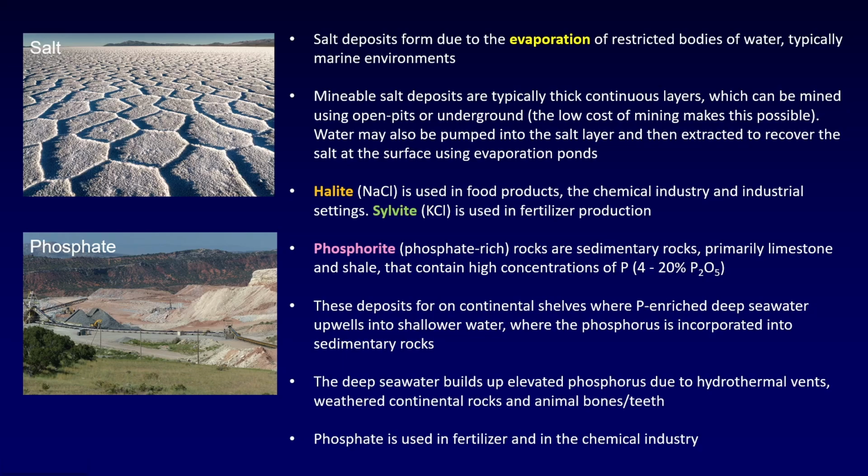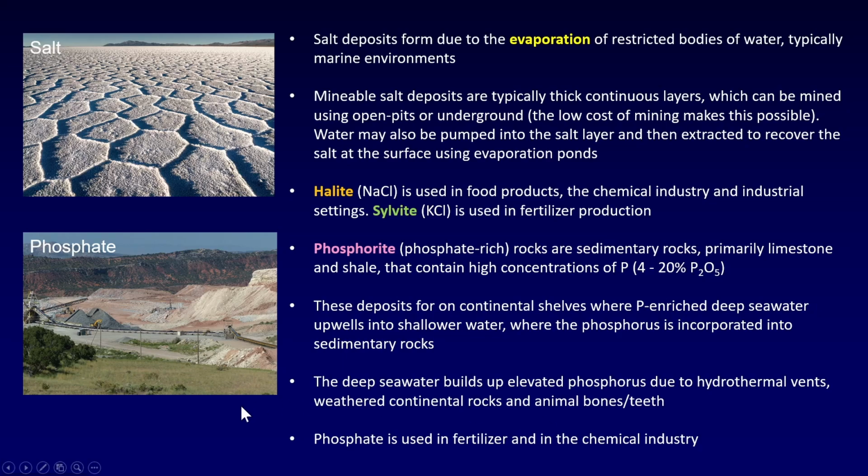The final industrial mineral we're going to be looking at is phosphate. So phosphate is found in a class of rock which are referred to as phosphorite rocks, and these are simply a type of phosphate-rich sedimentary rock. And these sedimentary rocks are typically either limestones or shales, and they will contain high concentrations of phosphate at about 4 to sometimes up to 20% of rock.